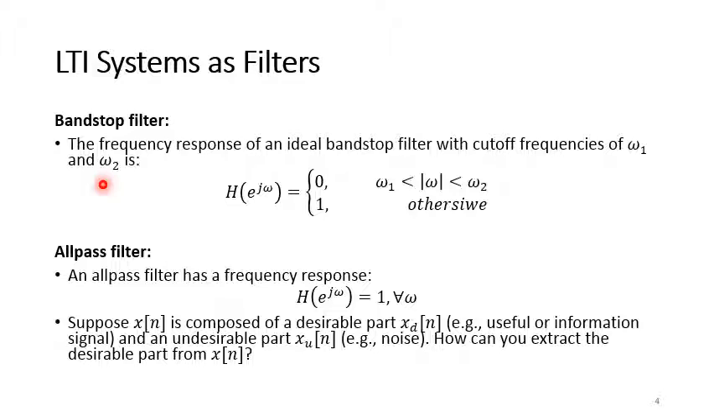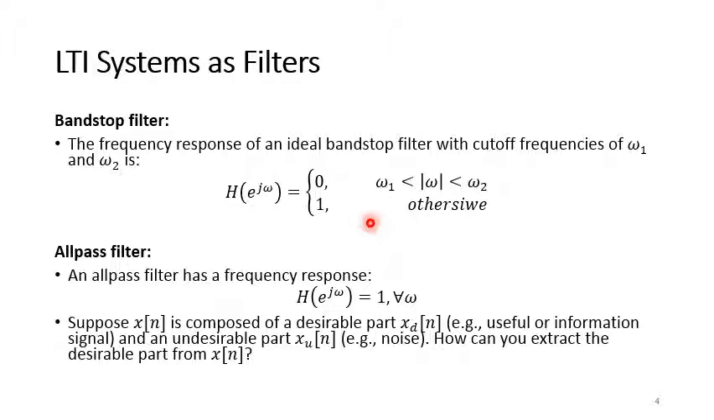Similarly, for the case of the band stop filter, the response will be equal to 0 for the specified band. So all those frequencies that are greater than omega 1 and less than omega 2 will be stopped, whereas the other frequencies will be passed. So it will stop this particular band of frequencies. It has a response equal to this one.